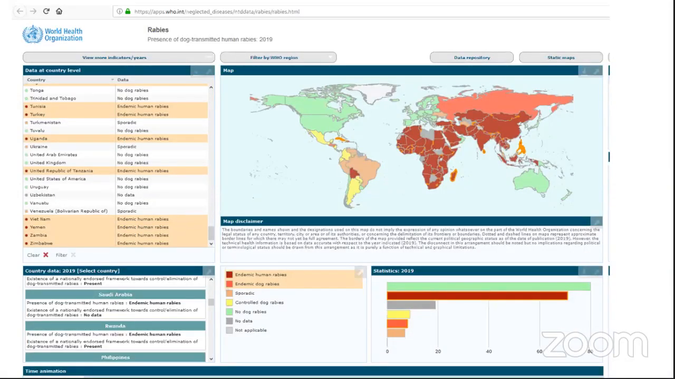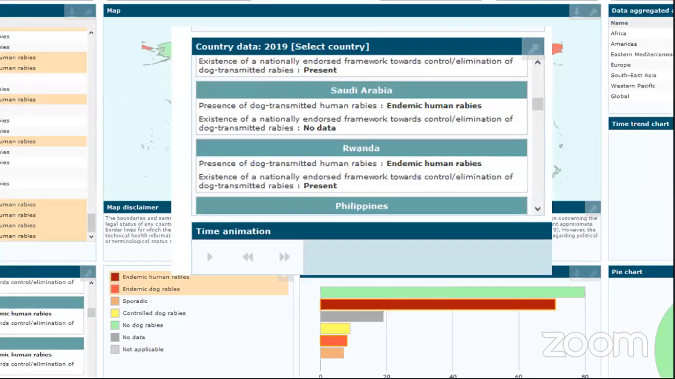Again, another graph from WHO, we can see that Saudi Arabia is red, endemic for human and also for dog rabies, and definitely for fox rabies. And if you see on the bottom left, it's stated that we do not have data in terms of elimination. So this is a place we can focus on and work for improvement. This is very, very important.